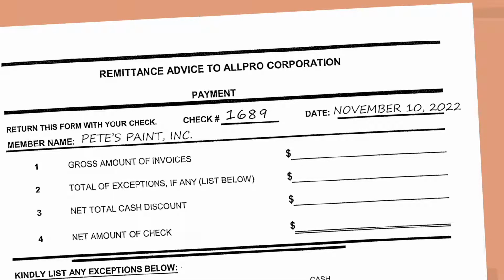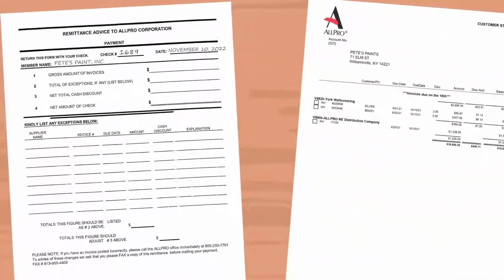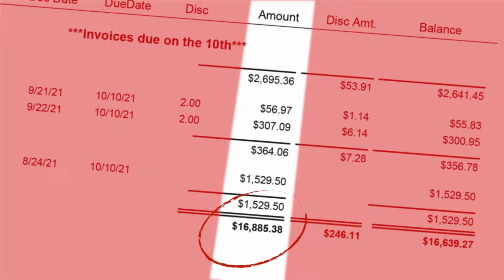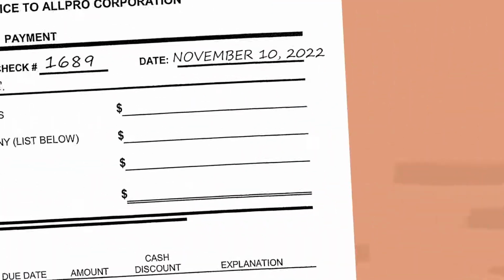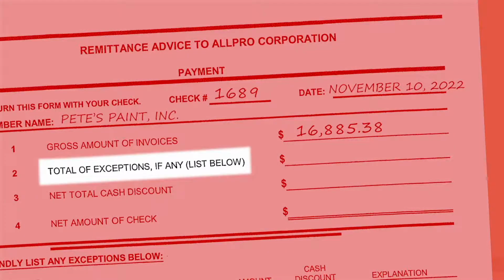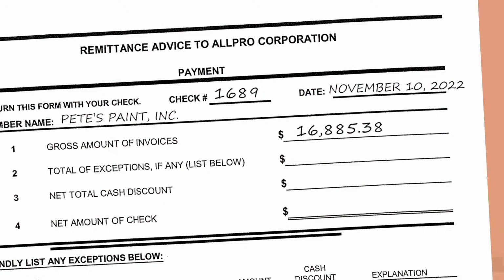Now let's say you're paying your bill that's due on the 10th. On your statement, refer to the bottom line number in the amount column of the invoices due on the 10th section. That number goes here on your remittance form in gross amount of invoices. We'll talk about exceptions in a moment, but for now, let's find your net total cash discount.